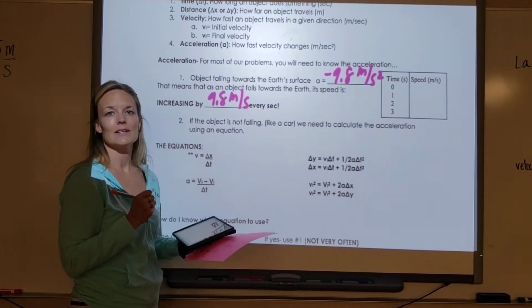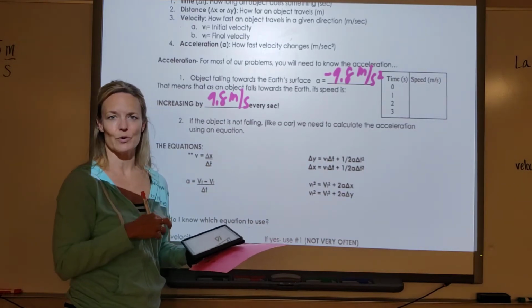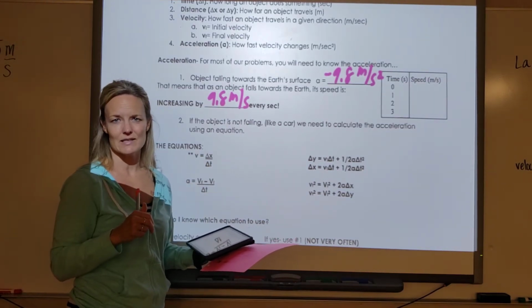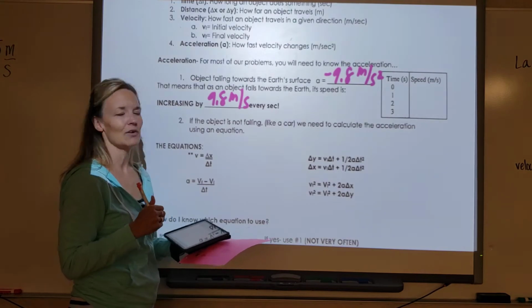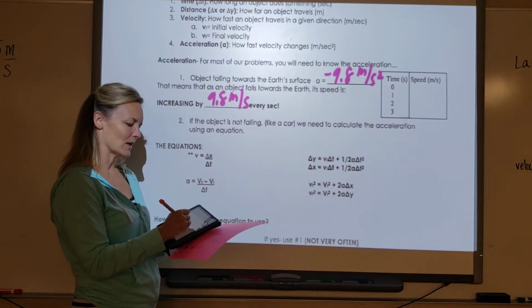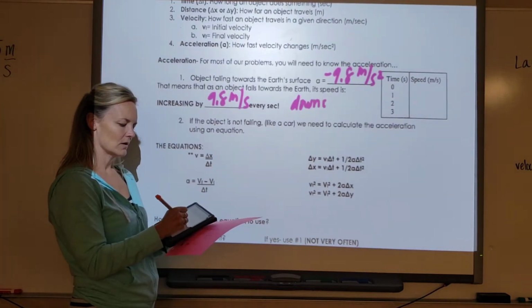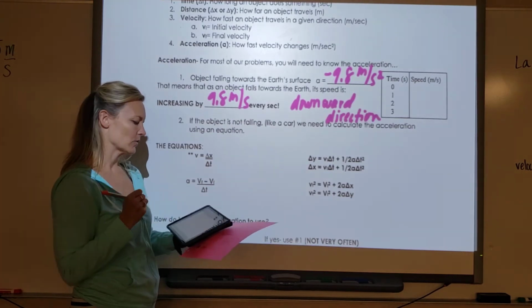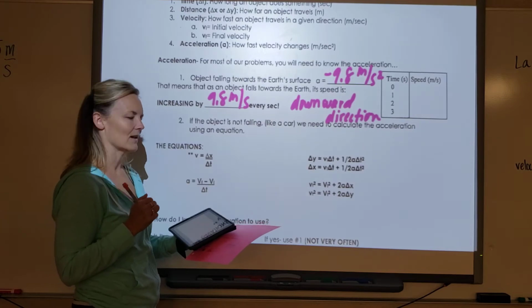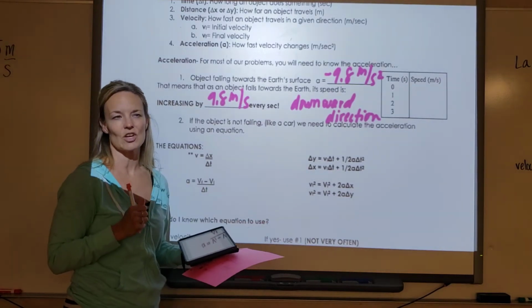The negative does not mean less than 0. You can't have a speed that's less than 0. Anytime you see a negative in physics, it means you're in the downward direction. So you're increasing by 9.8 meters per second every second in the downward direction.